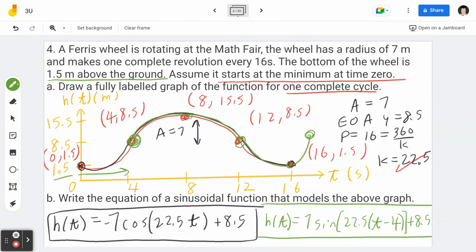Again, in one sentence, as a sine function, h of t equals 7 times sine of 22.5 times open bracket, t minus 4, close the brackets, plus 8.5.